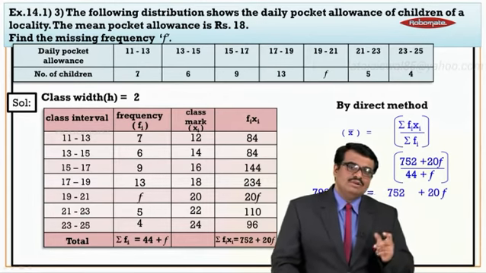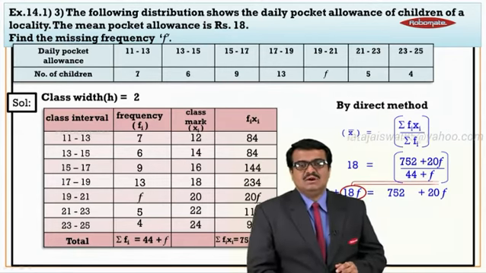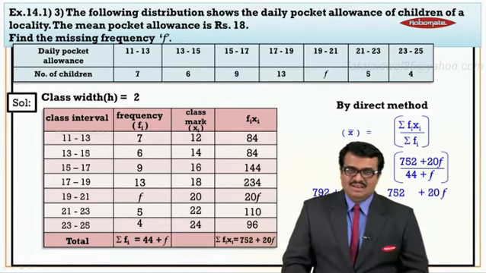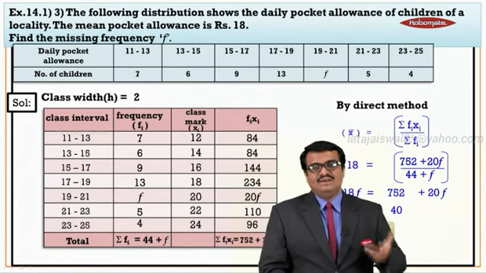Now we will keep numbers on one side and the F terms on the other side. If you subtract 18F and 20F, you get 2F is equal to 792 minus 752, which is 40. So F will be nothing but 40 upon 2, which is 20. They asked us to calculate the missing frequency F, and the missing frequency's value we got is 20.